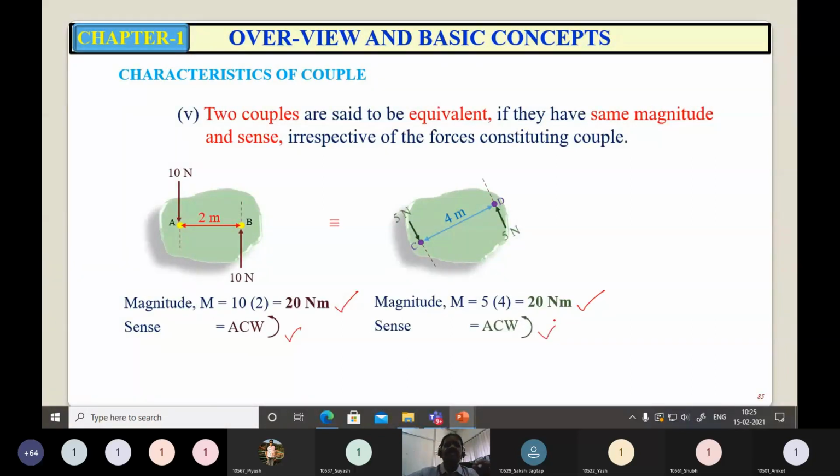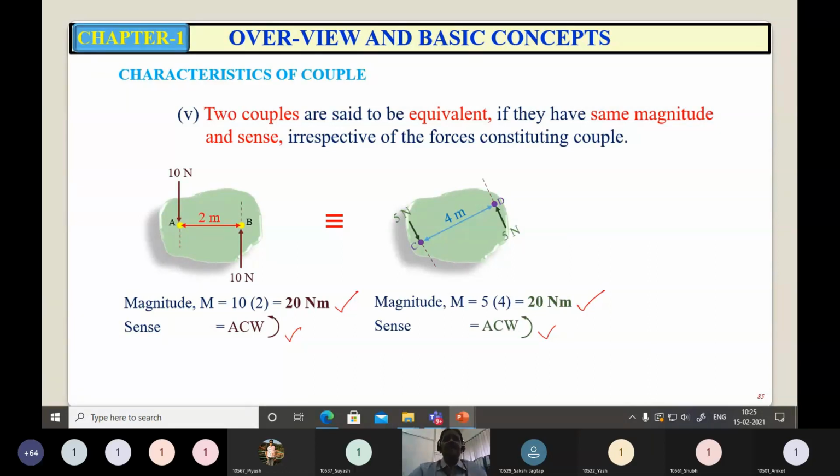So both the couples have the same magnitude, that is 20 Newton meter, and the same sense, that is anti-clockwise. Then I can say that these two couples are equivalent, meaning the effect of these two couples on the body is the same, though the forces constituting the couples are different. Understood? Irrespective of the forces constituting the couple, if they have the same magnitude and sense, you can say that these two couples are equivalent.